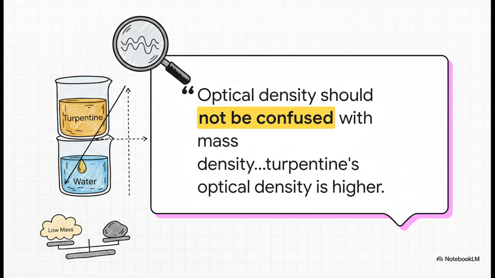Now, I have to stop here and make a really important point. When we say optically dense, please do not confuse that with mass density, how heavy something is. They are not the same thing. The source material gives a fantastic example, turpentine. Turpentine is less dense than water. It literally floats on top of it. But guess what? Its optical density is higher. It actually bends light more than water does. So optical density is all about light bending, not weight.